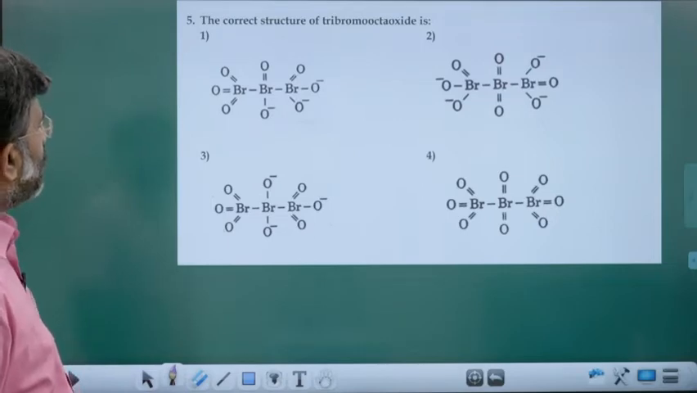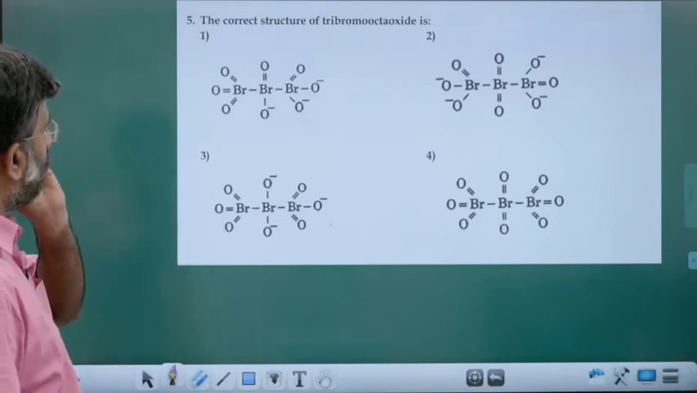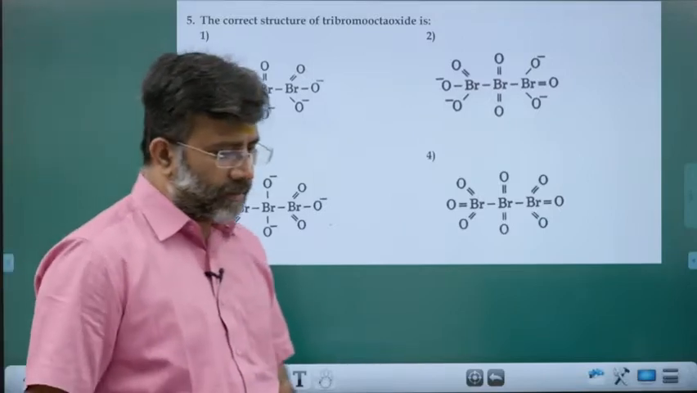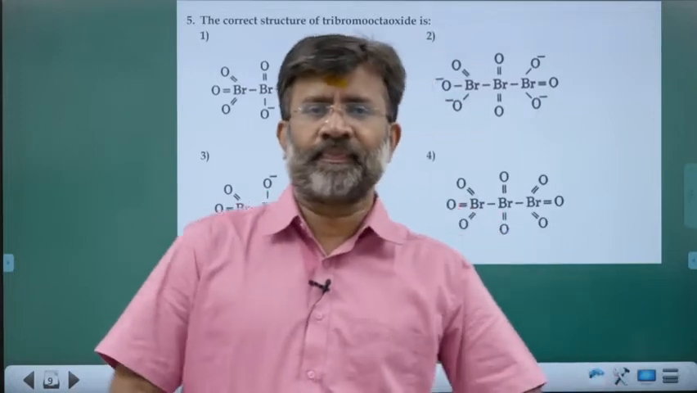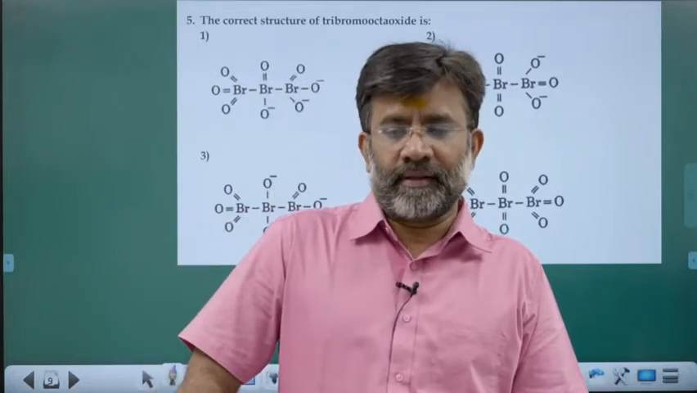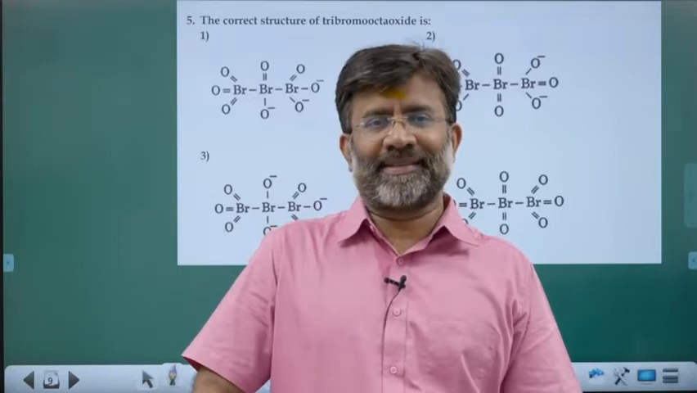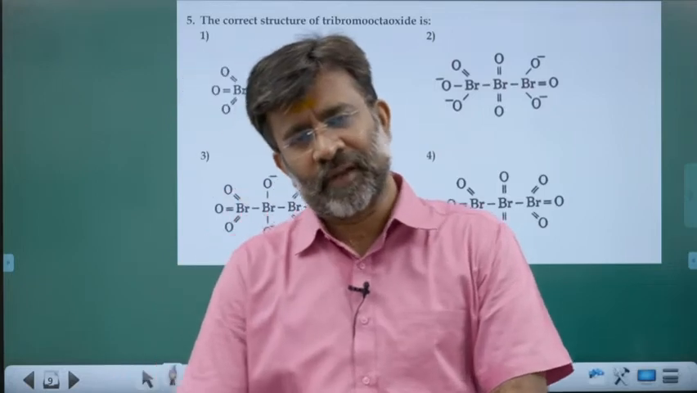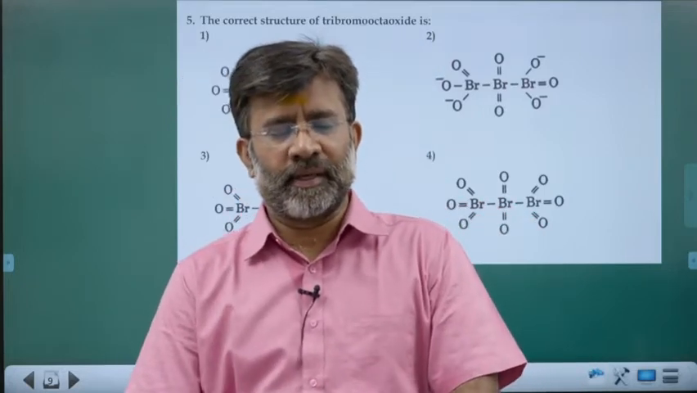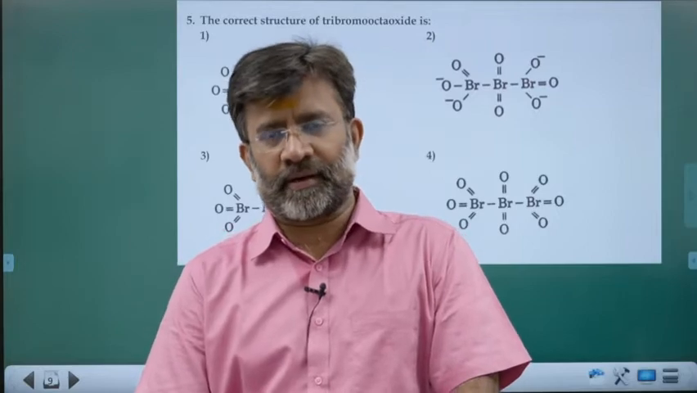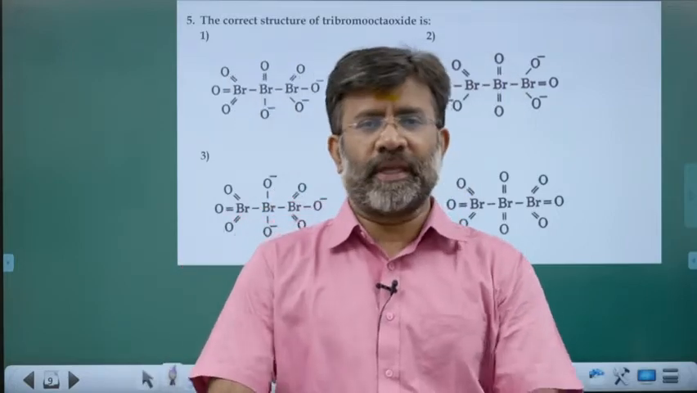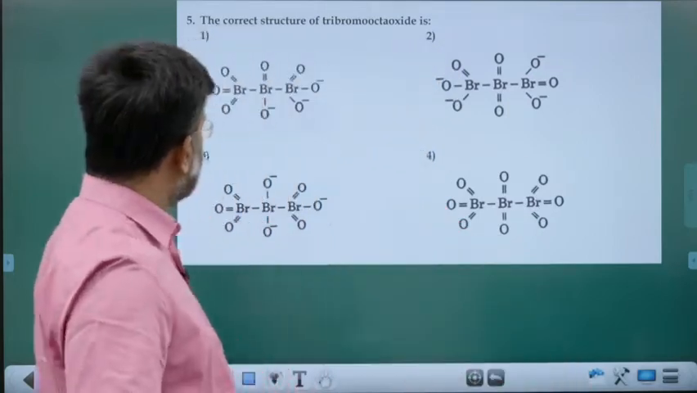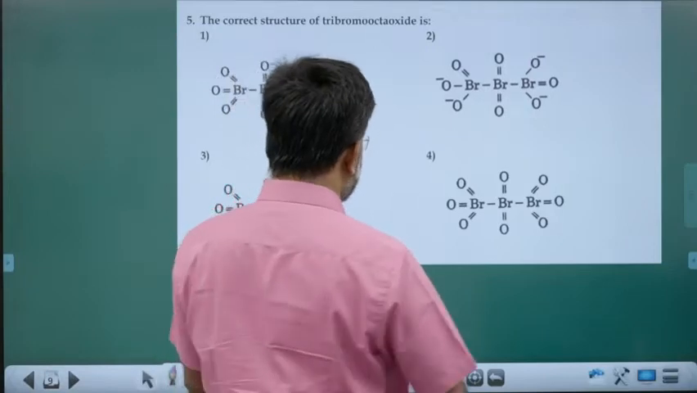Correct structure of tribromo octaoxide. Tribromo octaoxide is an example given in the NCERT text illustrating the paradox in oxidation numbers. There are certain exceptional features observed in the oxidation numbers. To explain such paradox conditions, a few examples are explained in the NCERT text, where I am sure you have seen inside a box. This molecule is given with other examples also. And which one is the correct answer? This is the correct one.